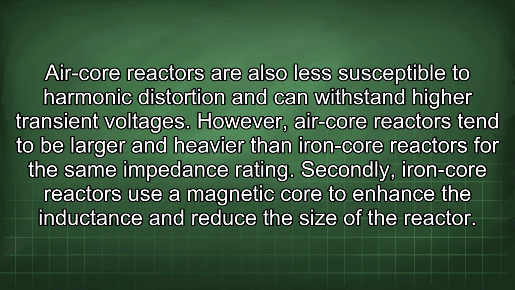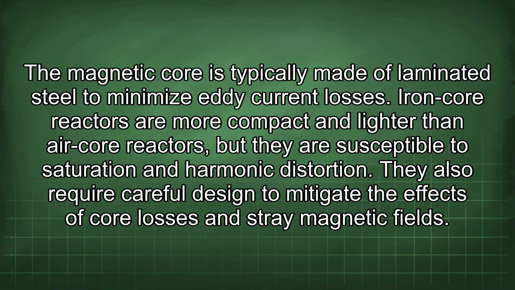Secondly, iron core reactors use a magnetic core to enhance the inductance and reduce the size of the reactor. The magnetic core is typically made of laminated steel to minimize eddy current losses. Iron core reactors are more compact and lighter than air core reactors, but they are susceptible to saturation and harmonic distortion. They also require careful design to mitigate the effects of core losses and stray magnetic fields.